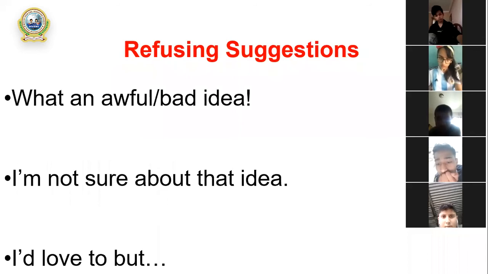So look, what an awful or bad idea. Awful means very, very surprising, not imagined, not favorable here, right? So these are the typical structures.